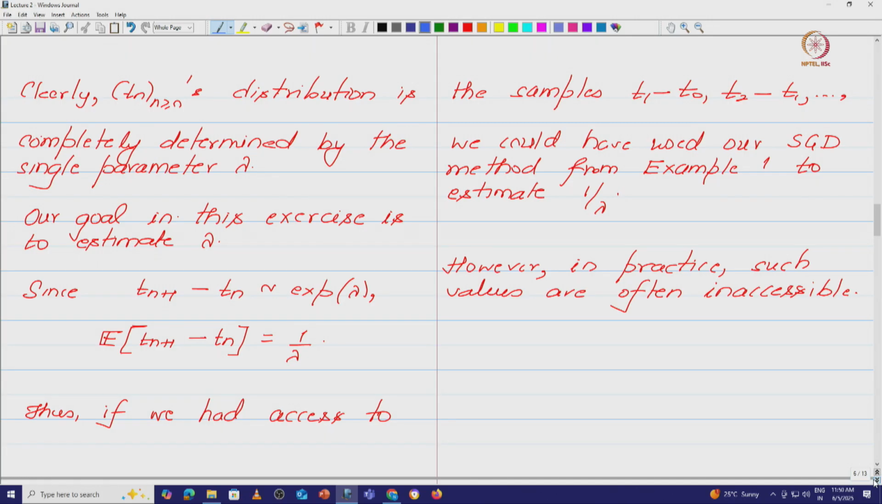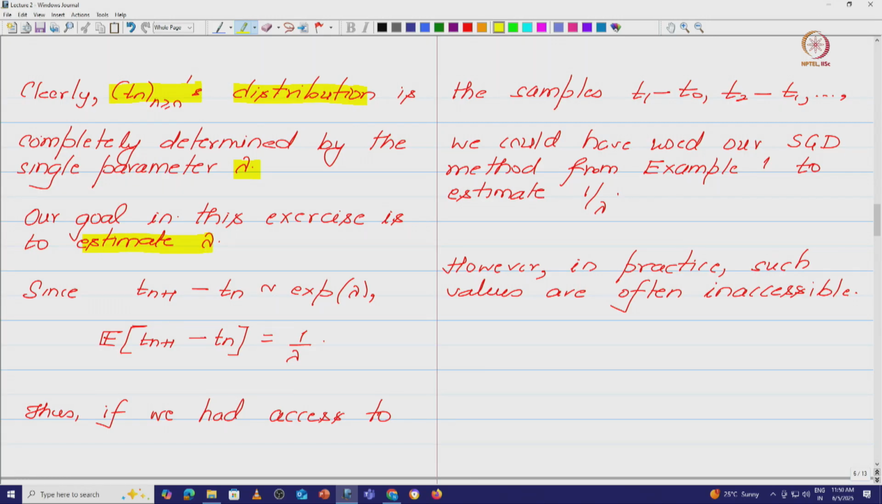So clearly Tn's distribution is completely characterized by the single parameter lambda. To define this Poisson point process I only need to specify this lambda, and once I specify it, the interchange times have a specific distribution, which is exponential with rate lambda. So that gets fixed, and our goal in this exercise is to estimate lambda.